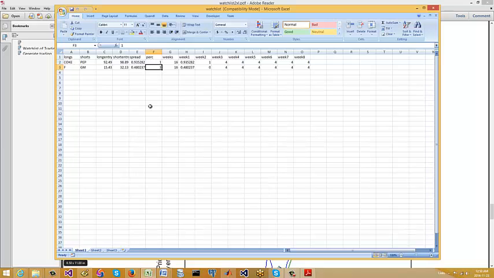So I just wanted to show you this report spreadsheet as well, and that's going to be part of what you can download from the system.